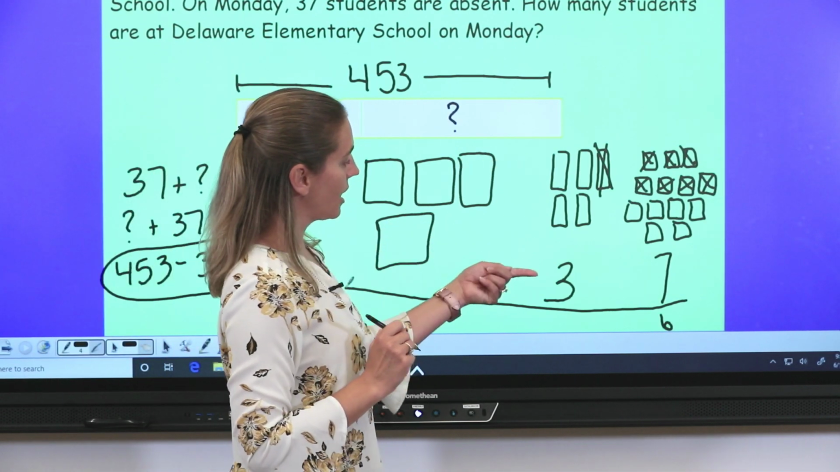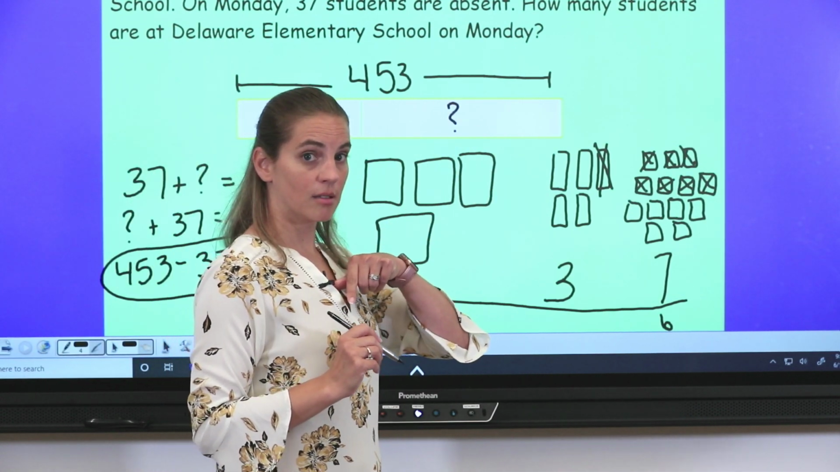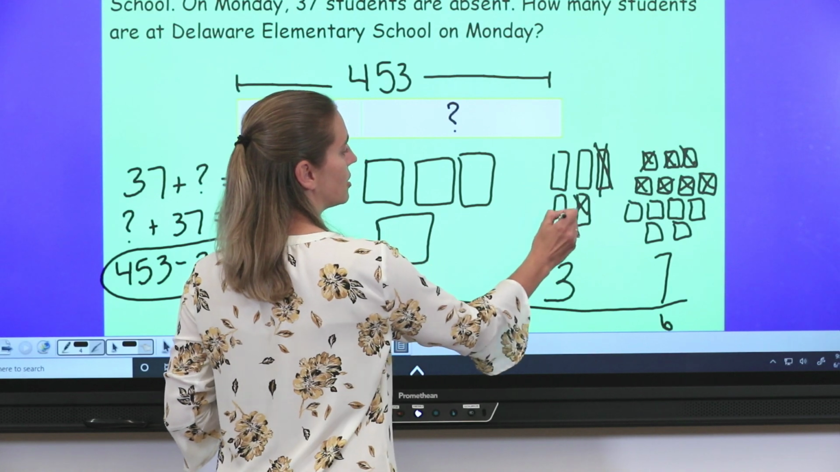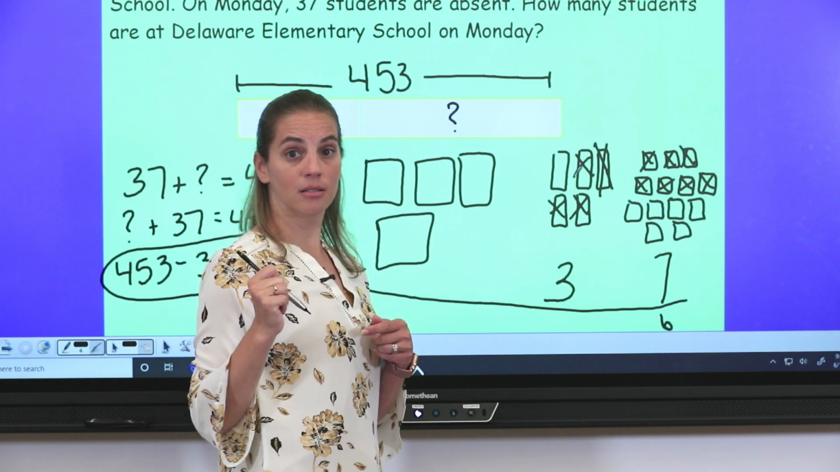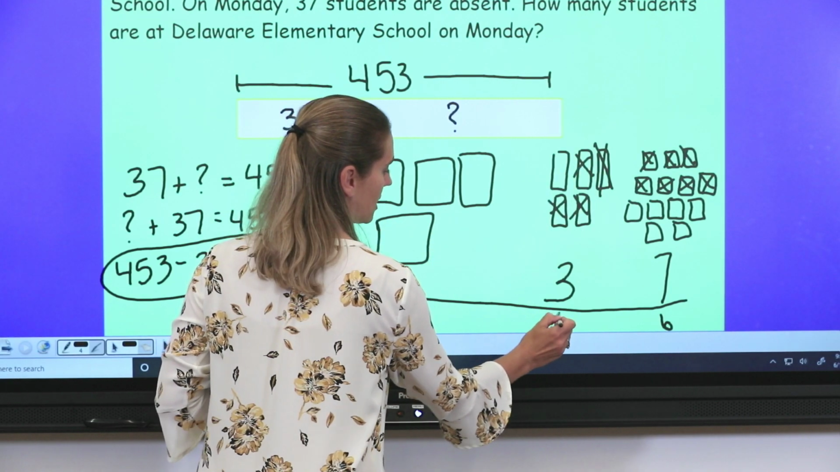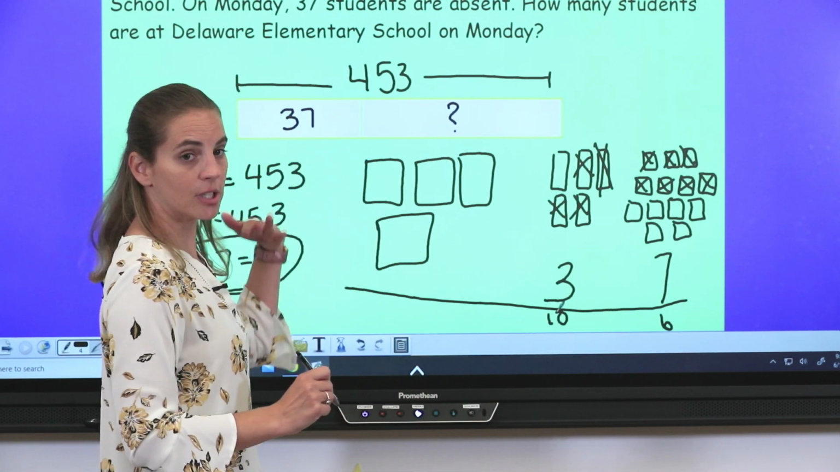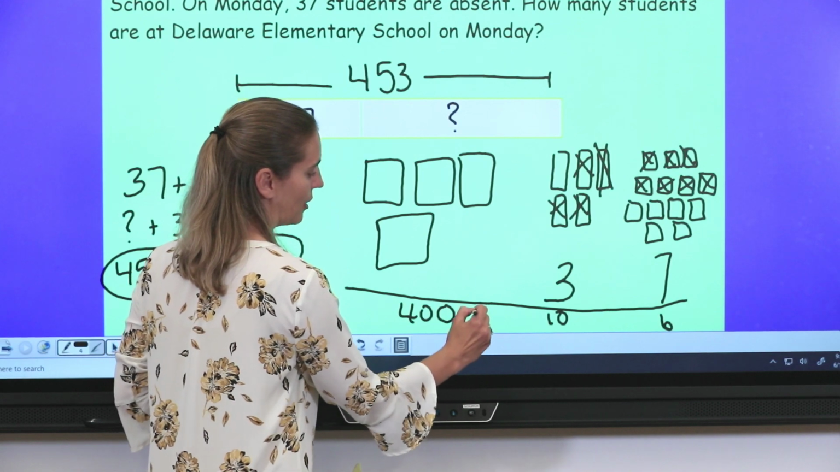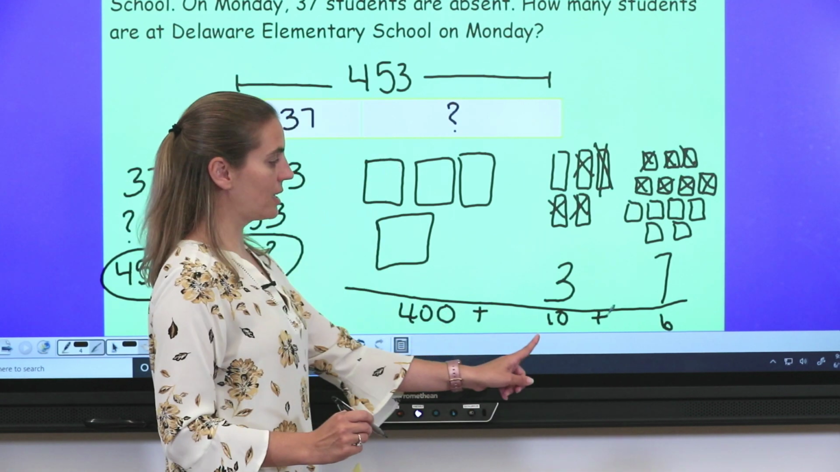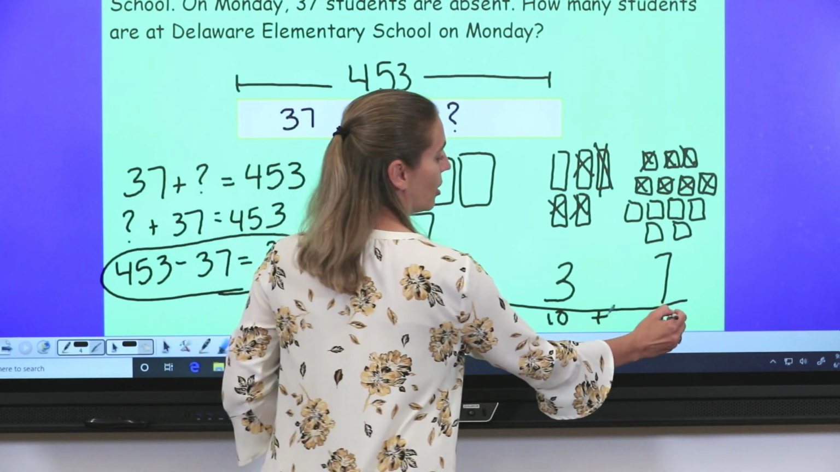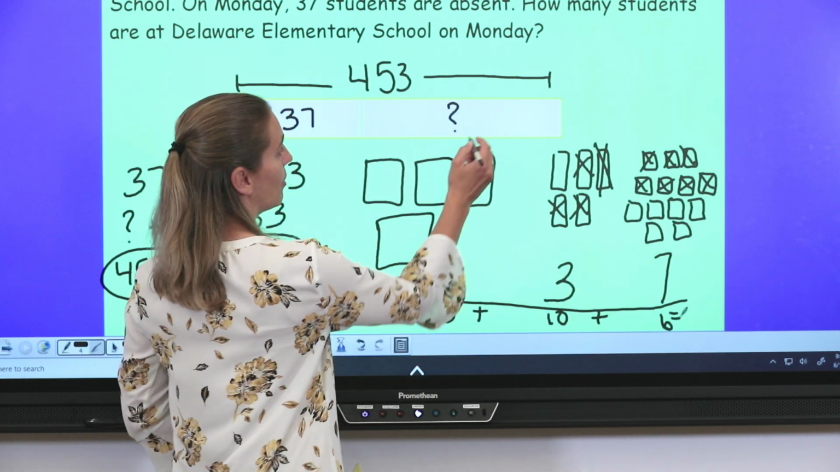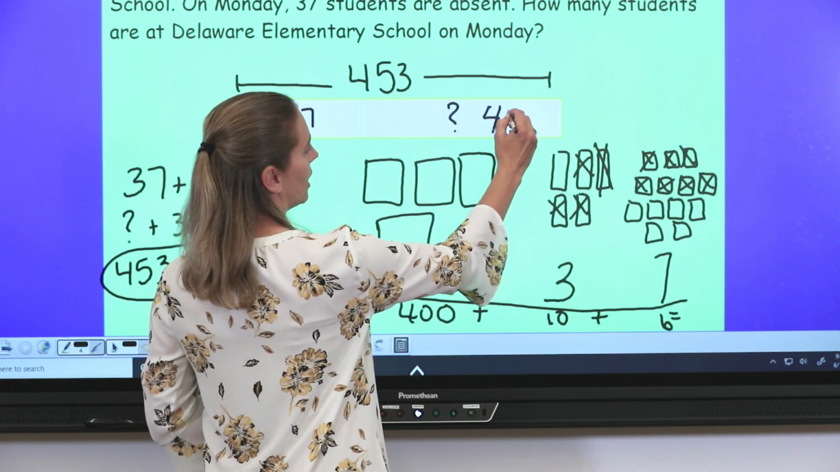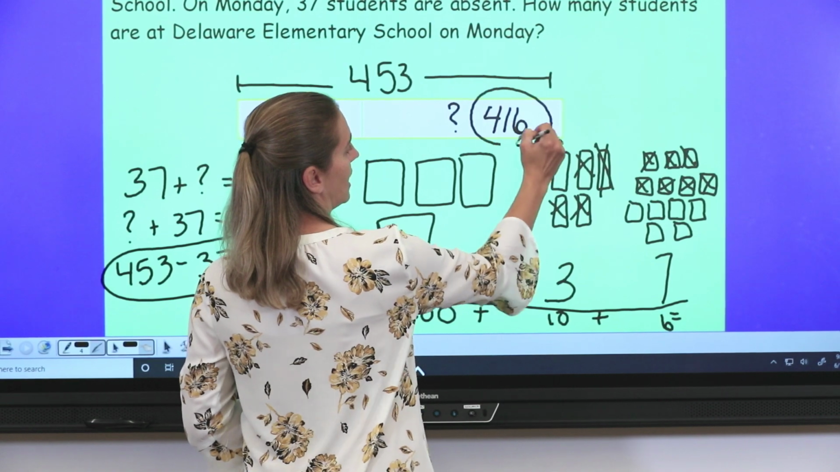Okay, can I take 3 10s away from 4 10s? I sure can, let's do it. 1, 2, 3, what does that leave me? 1 10, which we know is the same as 10. And how many hundreds? Yep, 400, because I'm not taking any away. Let's add those together. 400 plus 10 plus 6, put them all together, and our missing number here is 416.